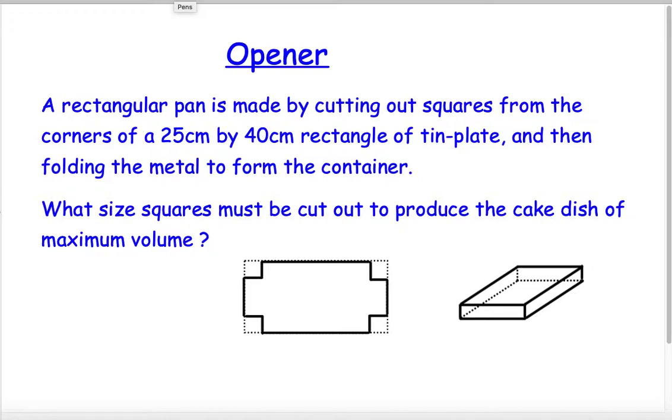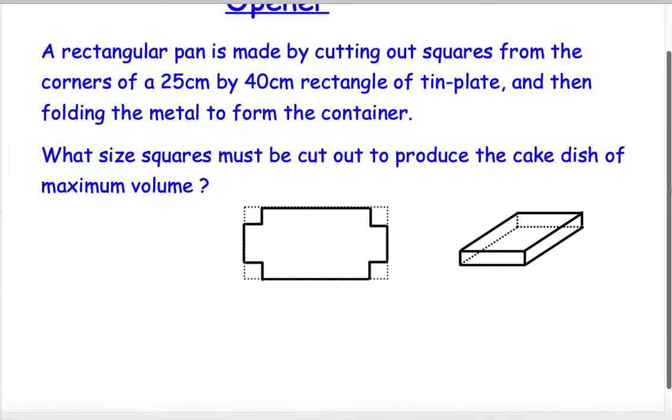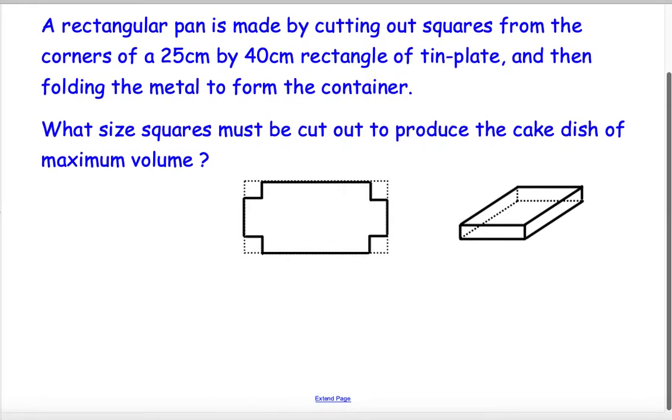You've got that picture in the center of tin. And then we're going to fold, after we cut those out, we're going to fold up the sides to make a box. What size squares should we cut out to produce this cake dish of maximum volume? So the first thing we need to do is label our picture. And so it's a 25 centimeter by 40. So let me call the squares that I cut out, those will all be x by x.